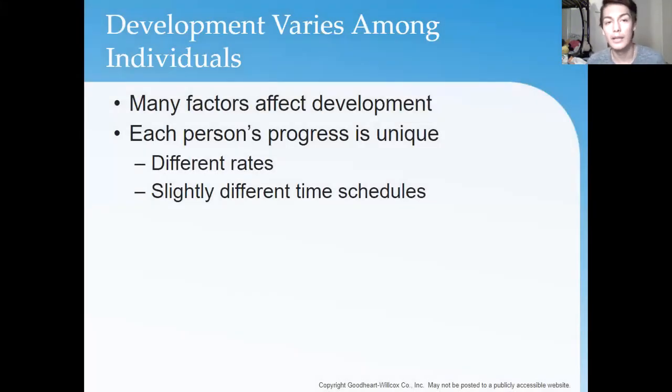Moving forward. Development varies among individuals. Many factors affect development. Each person's progress is unique, and in addition to that, they have different rates and slightly different time schedules. So, as I said previously, not everyone's gonna develop the same things as other people at the same time. As I said previously, the chest and the voice and the facial hair. Not everyone's gonna develop that at the same time. There's gonna be differences and changes of time and schedules and stuff like that.